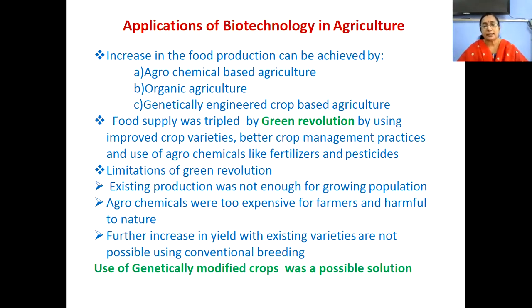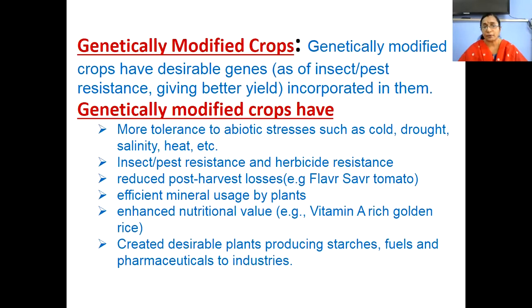Even though we could triple the food supply, even now it is not enough for our growing population. Secondly, many of our farmers still find these agrochemicals too expensive to buy, and they also have a deleterious effect on nature. Another thing is we do not have any more scope for improving or producing new varieties using our existing technologies or our conventional breeding technologies. So that is why we have turned to genetically modified crops.